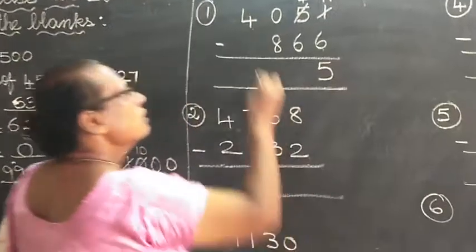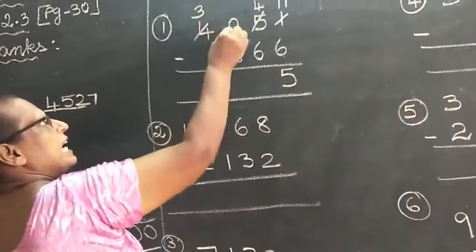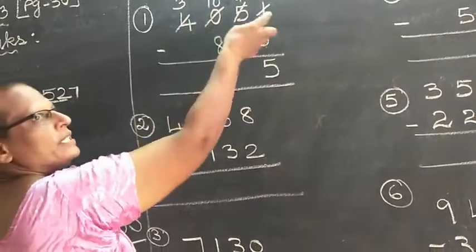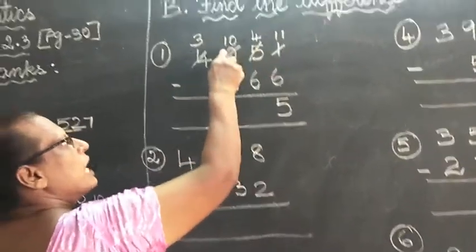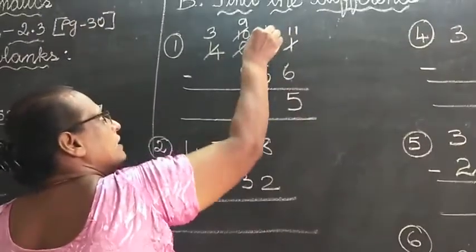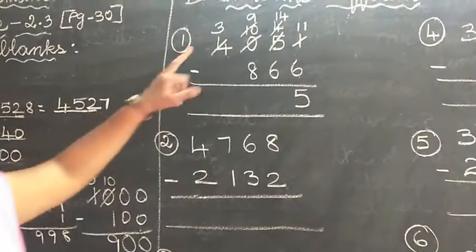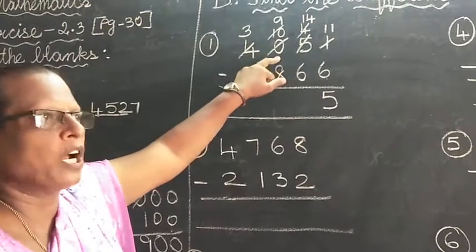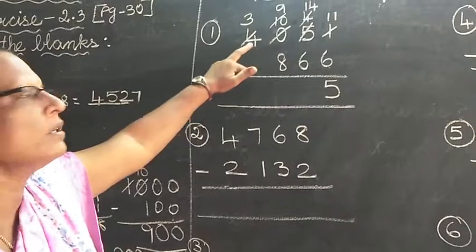So what do you have to do? From 4 you have to borrow. See, from 4 means this will become 3 and this 0 will become 10. Now we can borrow, isn't it, children? See, now it has value. From 10 you have to borrow. So if you borrow from 10, this 10 will become 9 and this 4 will become 14. Okay children, you have to be careful while borrowing from 0, because from 0 you can't borrow. So you have to see the next number, and from the next number only you have to borrow.